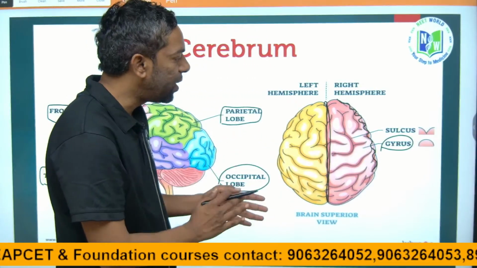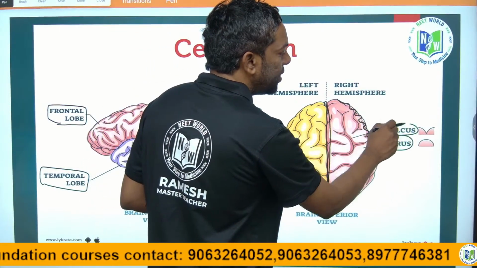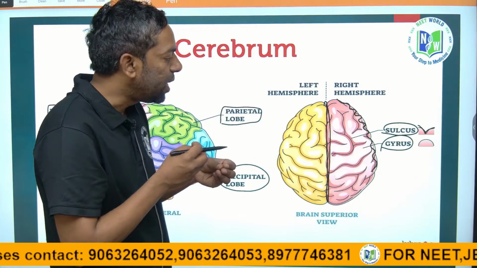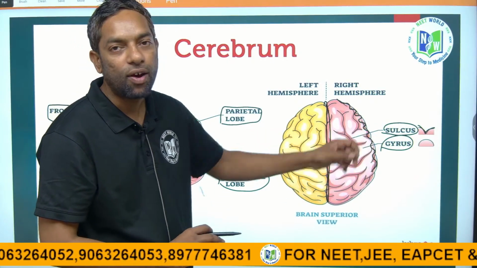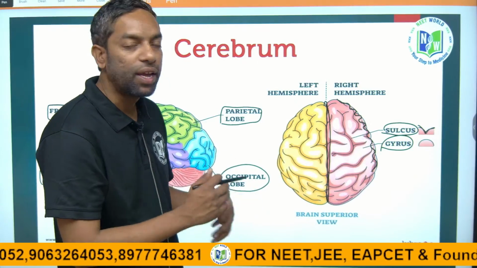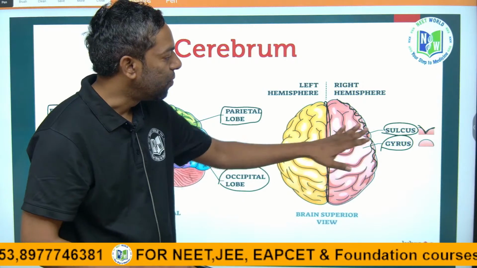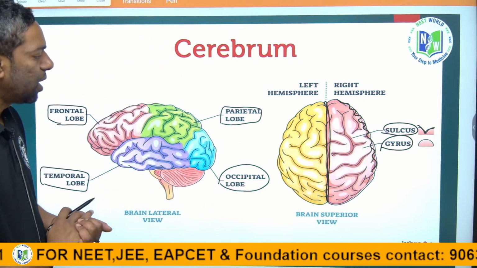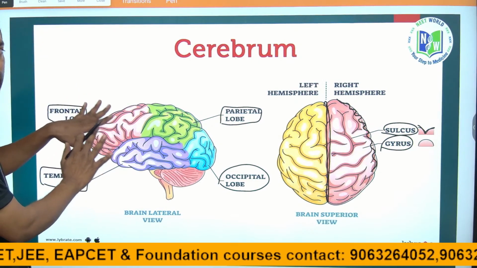The irregular raised folds of the cerebral hemisphere we can call gyri. The deep grooves we can call sulci. Gyri are the outer, irregular, raised parts of the cerebral hemisphere. We can call them gyri and sulci. Okay, yeah.